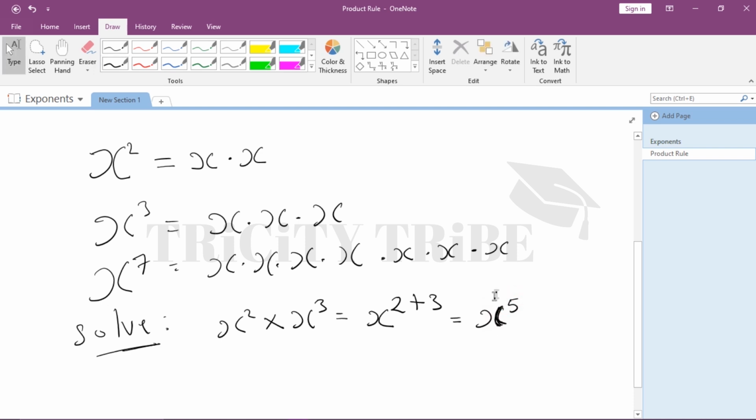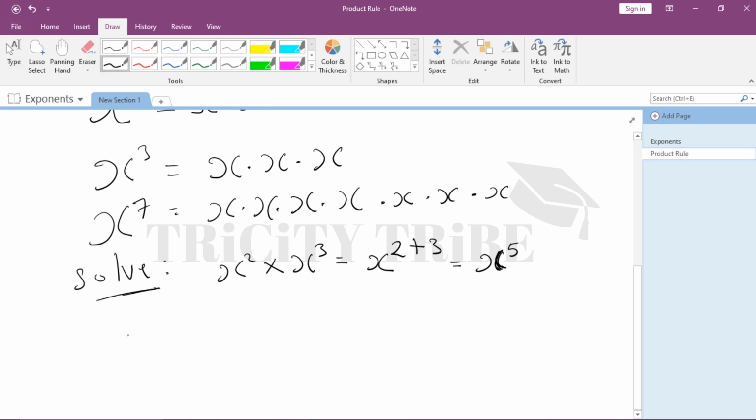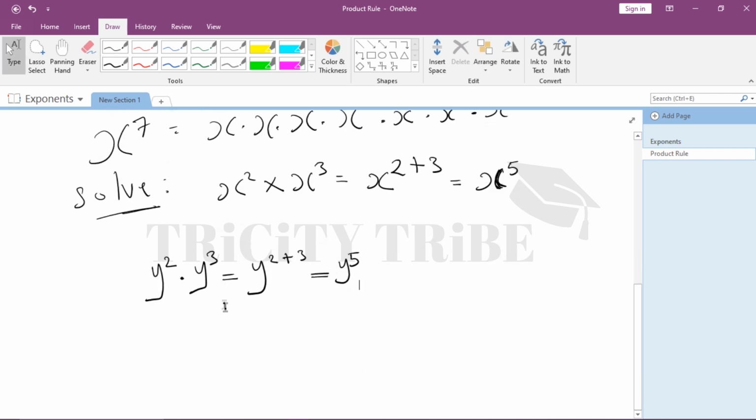That's the answer. What if you had, let's say, y^2 · y^3? That's what? y^(2+3). You're going to add the two powers together, and that gives you what? y^5. Can you see that?